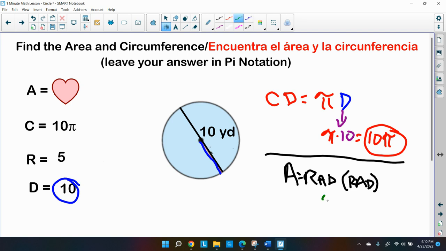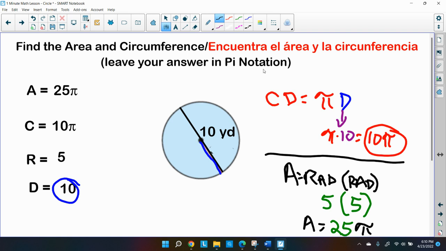Oh, boy, 1 minute math is such fun. So 5 times 5 is 25. And all I got to do is put a pi next to it. And that is my A for area. Okay, so 25 pi, and what's nice is they said we can leave it in pi notation because you're growing up to be big boy and girl mathematics students.